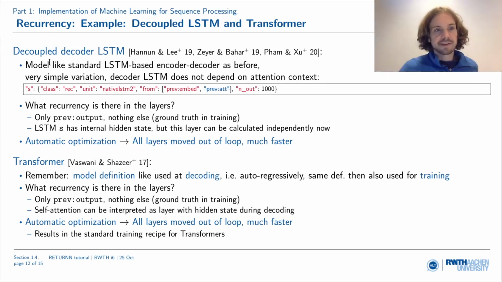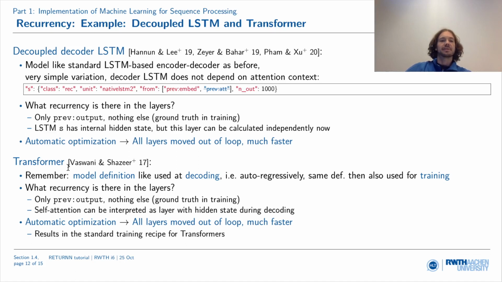Another example, there's a model like the decoupled decoder LSTM, proposed multiple times. This simplifies the LSTM inside the decoder a bit. It removes the input of the attention. So to modify that, you would just remove this part here, and otherwise you don't need to do anything. And now the automatic optimization would make this much more efficient, because the LSTM doesn't have this recursive dependency anymore. And so just removing that would make it much more efficient.